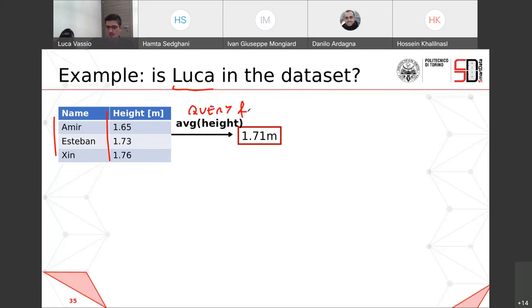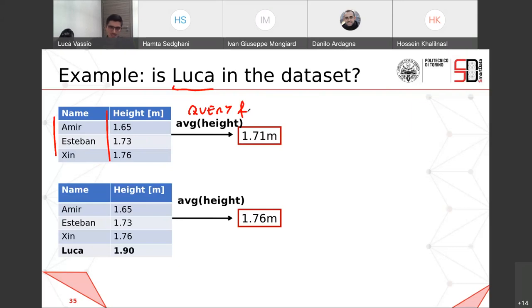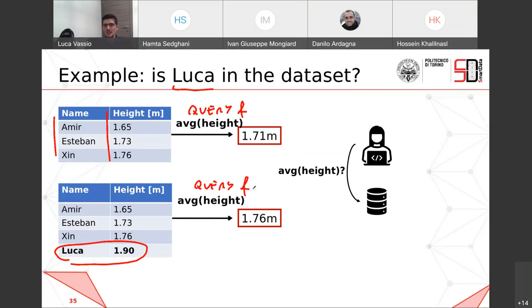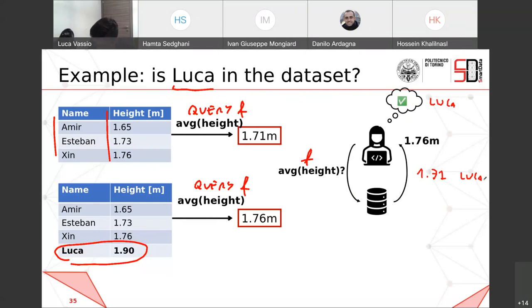is the average age, and this is 171. We have another database that is equal, except that here Luca is in the dataset. And if we perform the same query, so we want to know the average, then this will increase to 176 because I'm 190. And so an attacker, let's suppose, what do they have to do to just know if Luca is or isn't in the database, given that the attacker knows everything? Well, just ask the dataset for the average age. And if this returns 176, then of course the attacker knows that Luca is in the dataset. If instead it returns 171, Luca is not.